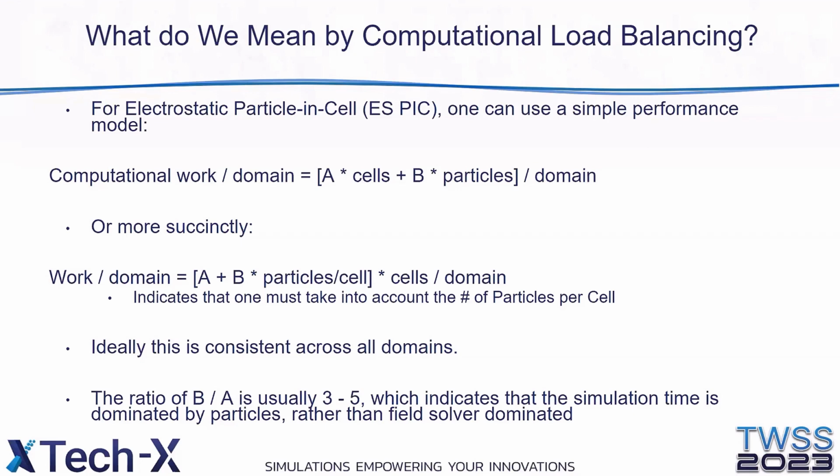And this then would indicate that one has to take into account the number of particles per cell when devising their domain decomposition. And to have the greatest efficiency for your computational resources, you would like this work per domain to be consistent, or somewhat close to identical, across all domains. Another thing to note is this ratio of B over A is usually around 3 to 5 for ESPIC, which indicates that the simulation time is typically dominated by particles rather than being field solver dominated.